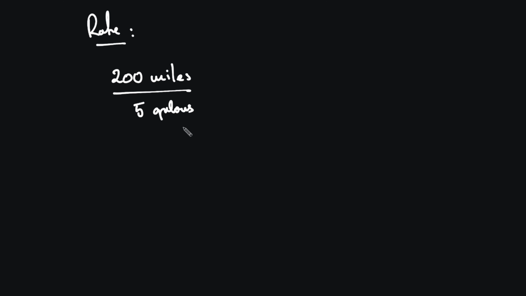Now, can we simplify it as we did before? Yes, we can, and it's a good practice. If you notice, we can divide both quantities by 5, right? 200 divided by 5 is going to be 40, so 40 miles. We're not going to cross out any units here. 5 gallons divided by 5, so 5 divided by 5 is 1 gallon.